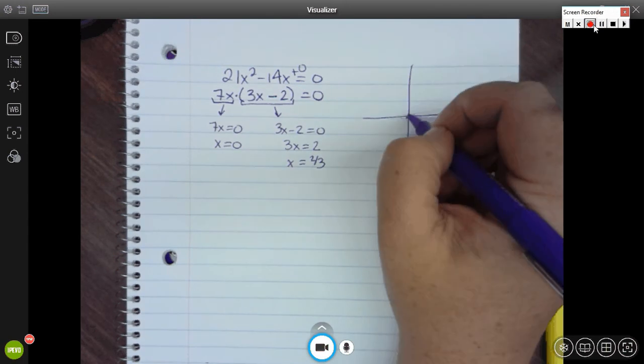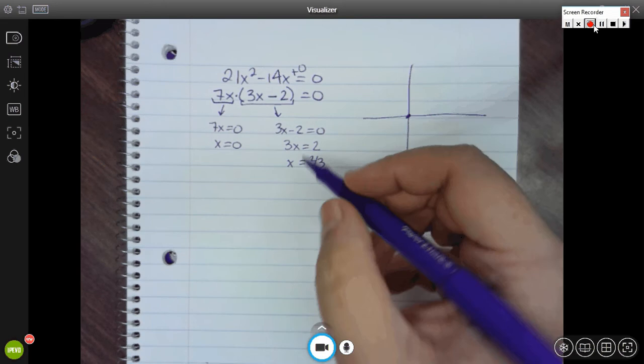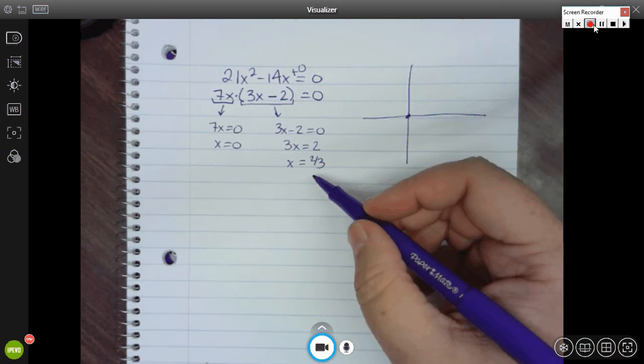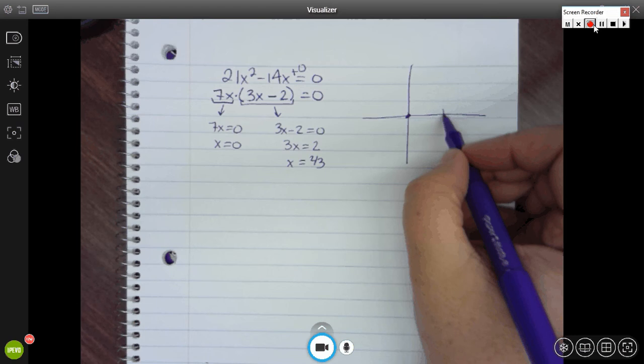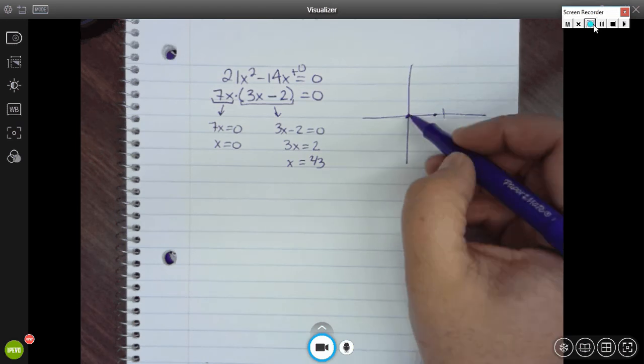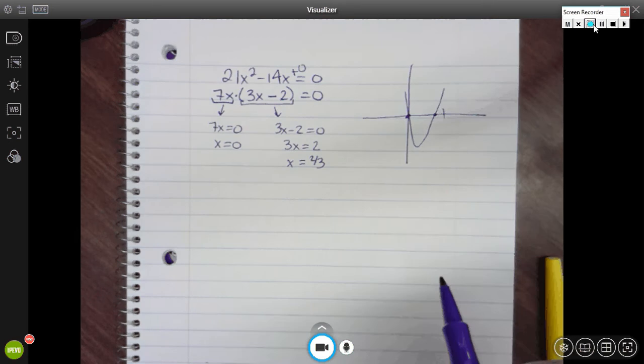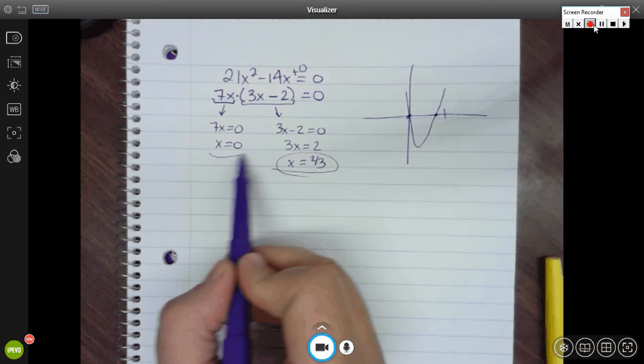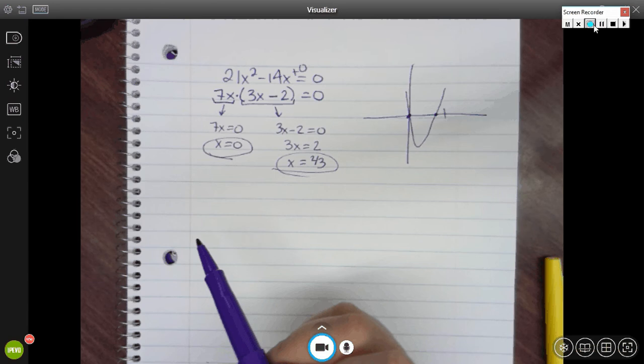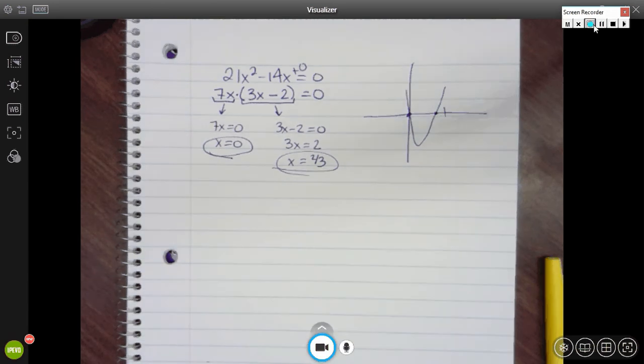The y-intercept is 0. It's crossing at 0, and at 2/3, if this is 1, it's crossing at 2/3, and it's opening up, right? So even if I don't do anything else, I know that. I know that my zeros are 2/3 and 0 itself, right? Okay, hope that helps a little bit.